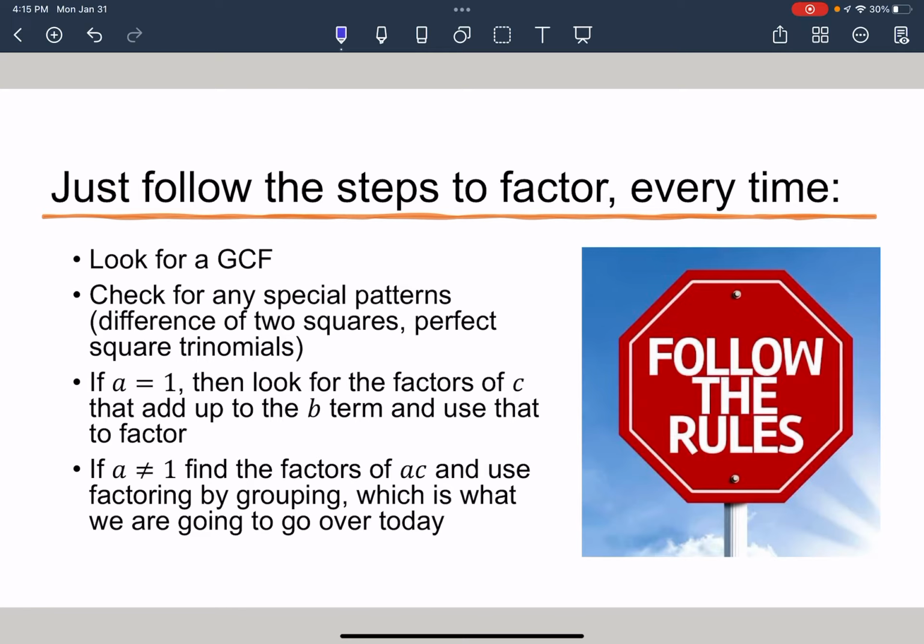So we're going to be basically following similar steps. First, you're always going to want to look for a GCF. Then you're going to look for any special patterns. And then if a equals 1, you're going to do the same steps you did last week. And if a does not equal 1, we're going to do the new steps that we learned this week.